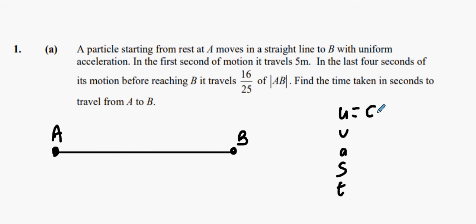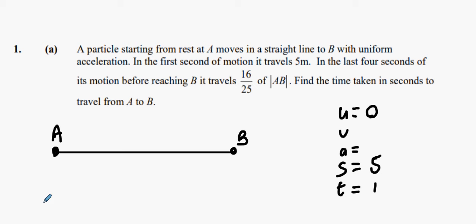U starts at 0. Acceleration we don't know. We know that it travels 5. And we know that t equals 1. And I'm pretty sure we can just use ut plus a half at squared straight away.